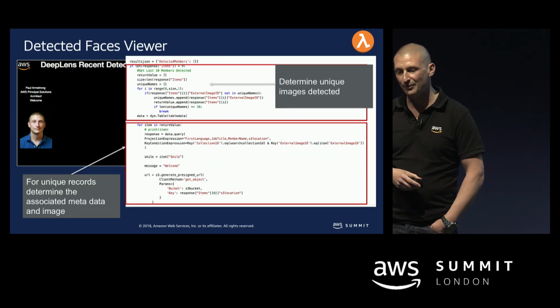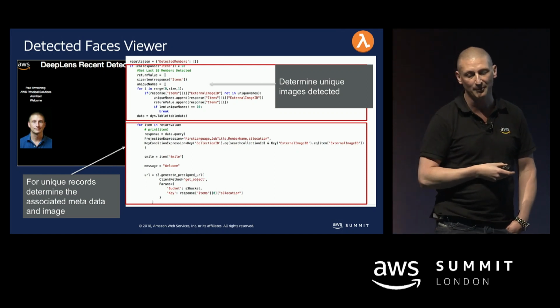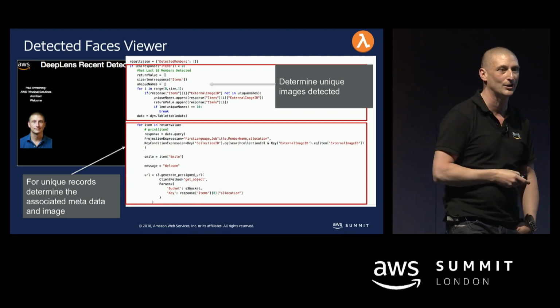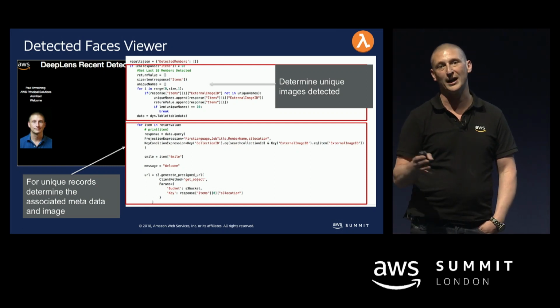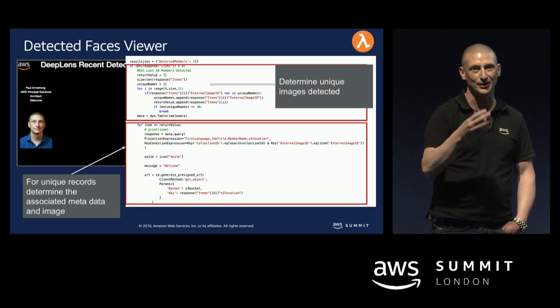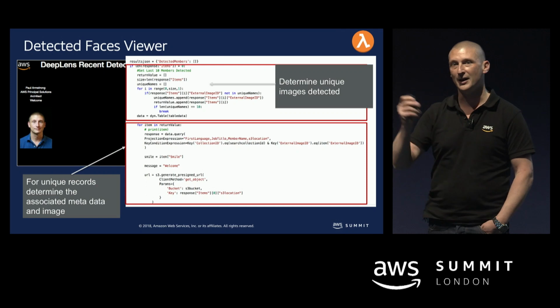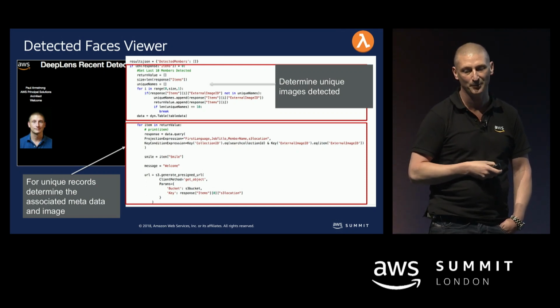So what you can see is, I'm writing it to DynamoDB. I'm determining my unique images detected. Once I've got those unique records, I'm just generating a pre-signed URL to display those images. So again, throughout this process, at no time are we exposing the data for longer than is necessary. The pre-signed URL is only available for a brief period of time while the HTML page is loaded up.